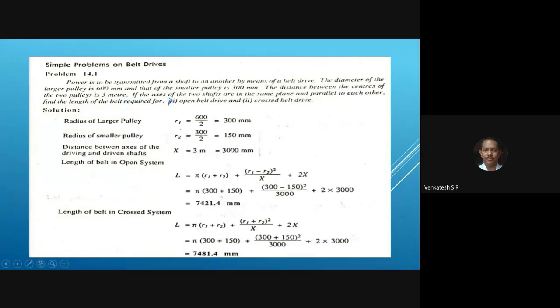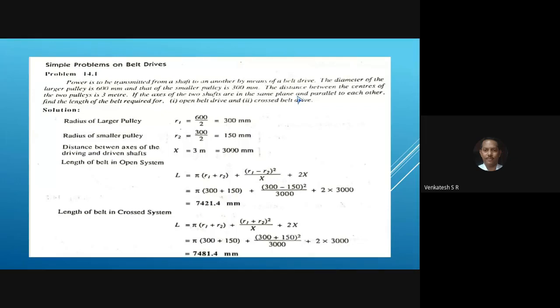If the axes of the two shafts are in the same plane and parallel to each other, find the length of the belt.